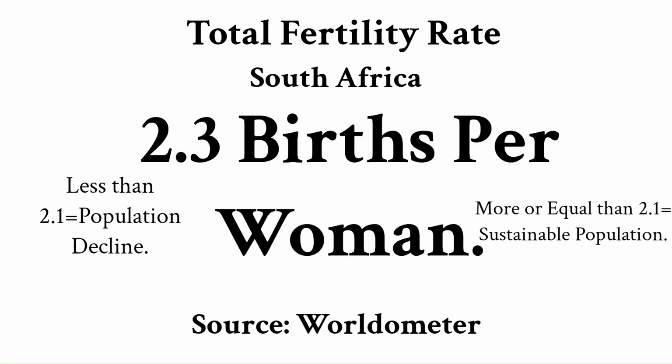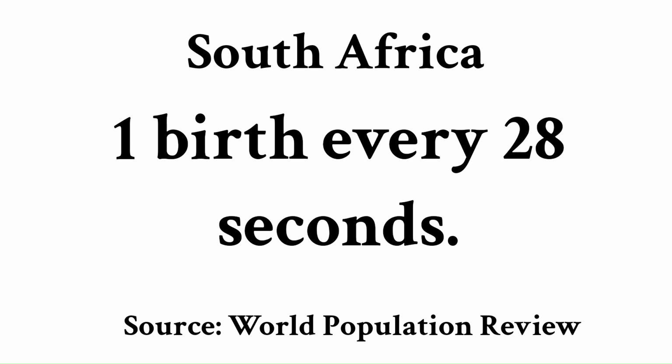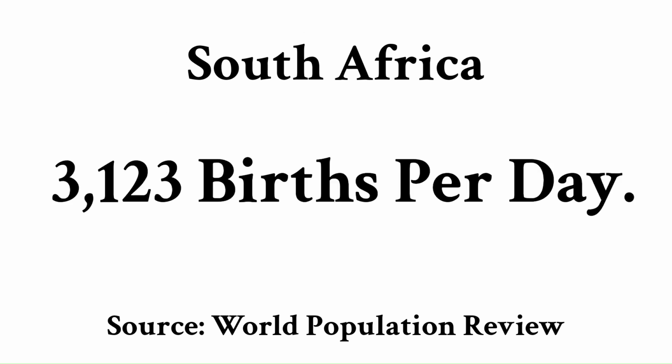The total fertility rate of South Africa is more than 2.1. The total fertility rate of South Africa is at 2.3 births per woman, which means that the population of South Africa is sustainable. There is 1 birth every 28 seconds in South Africa. There are 3,123 births per day in South Africa.